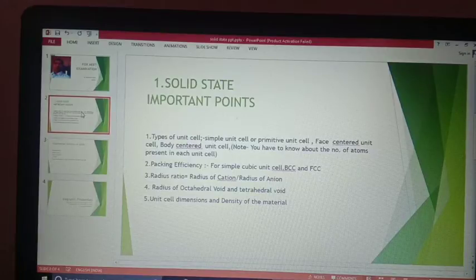Again, the relation: if you are calculating the face diagonal, it will be root 2 a. If you are calculating the body diagonal, it will be root 3 a. This is the main point.